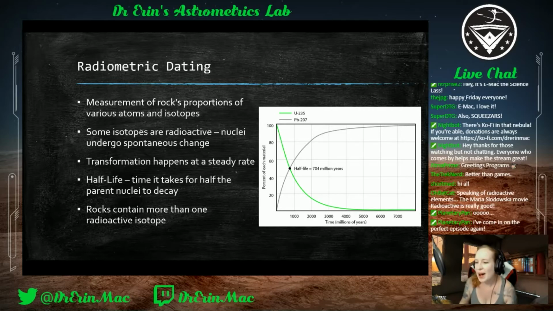And these rocks can contain more than one radioactive isotope. That's really helpful, because sometimes there might not be a whole lot of material, and you want it to average out so you're able to get a good read on how old it is. But rocks will contain more than one radioactive isotope, so you can compare them all. Knowing the half-life of these individual isotopes can help you determine what your baseline start was and how old the rock is.